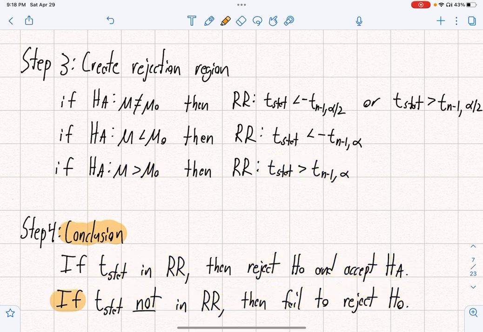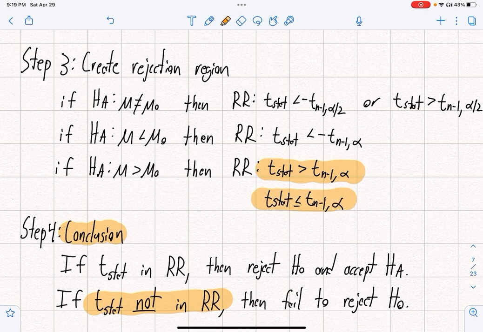What does that mean? If t-stat is not in the rejection region, then that means t-stat is not greater than t n minus 1. So in that case, t-stat not in RR would imply that t-stat is less than or equal to t n minus 1 alpha. So if this is true, we reject the null hypothesis. If this is true, then we fail to reject the null hypothesis. Again, that's for this case right here.